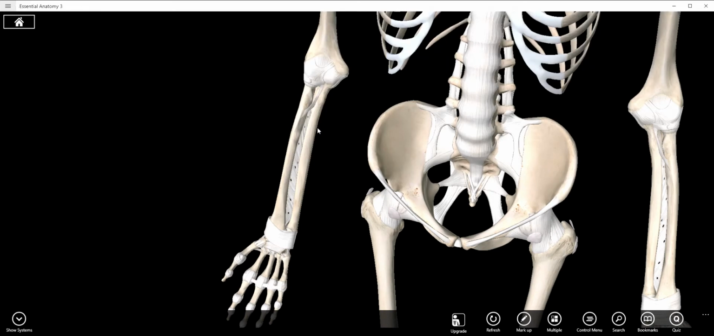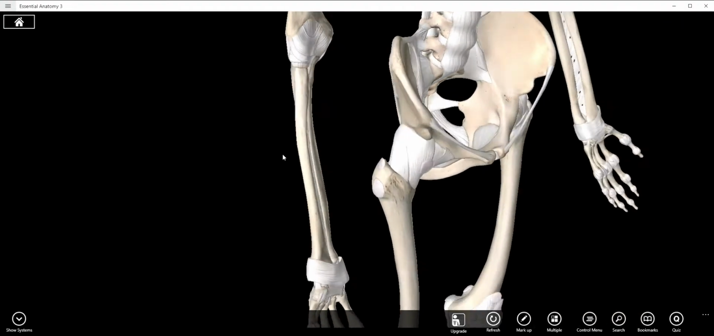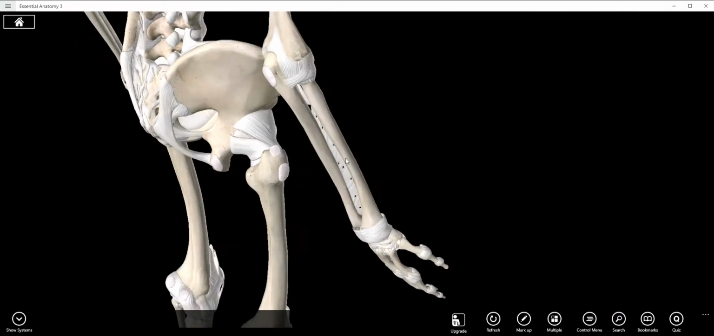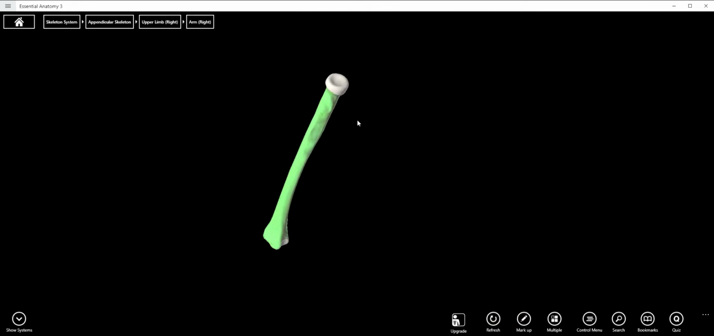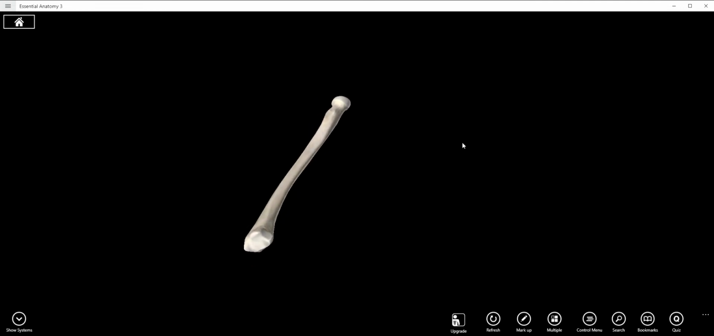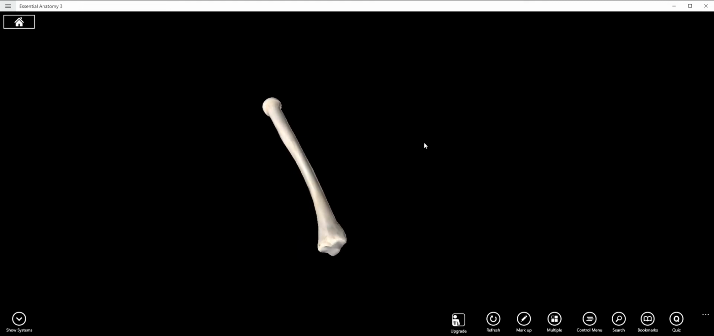Hey everyone, we're going to go ahead and take a look at the radius in this video. The radius is the lateral bone of the forearm. Let's go ahead and hide all this other stuff here. Here it is. We can see where it articulates with the humerus, the side of the head articulates with the ulna, and then the distal end, which is larger, articulates with a couple of our carpal bones in our wrist.